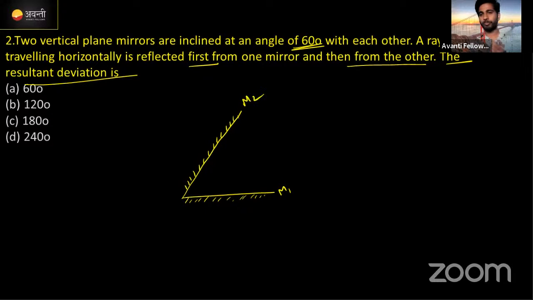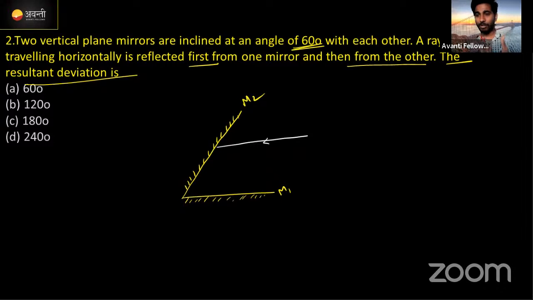Mirror. Now in this situation, what is happening? A ray of light is incident on the mirror M2 parallelly. Okay, it shifted a little. Let me adjust this one as parallel. Okay, parallelly it is incident here.